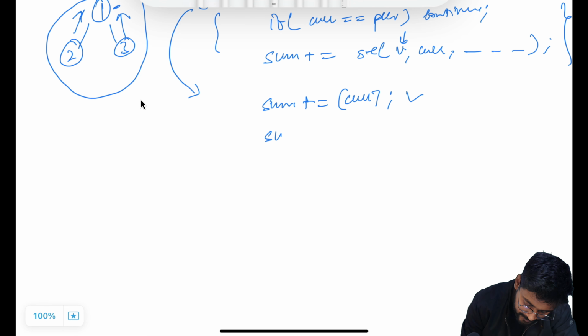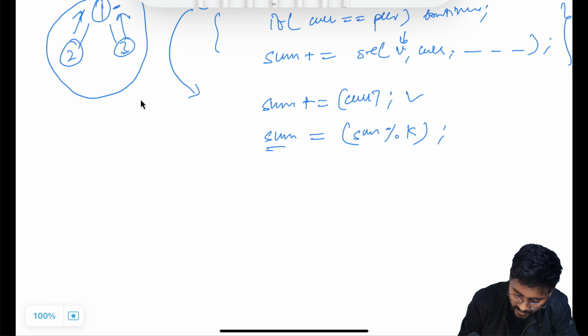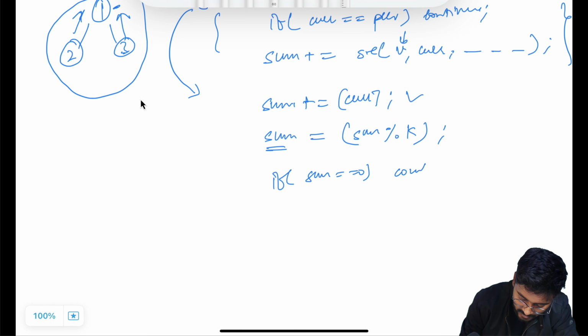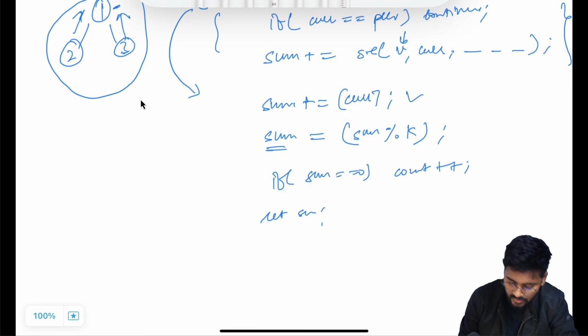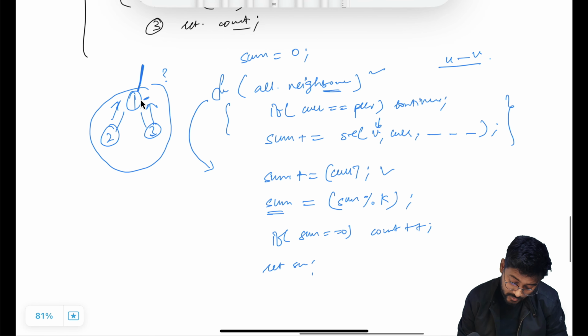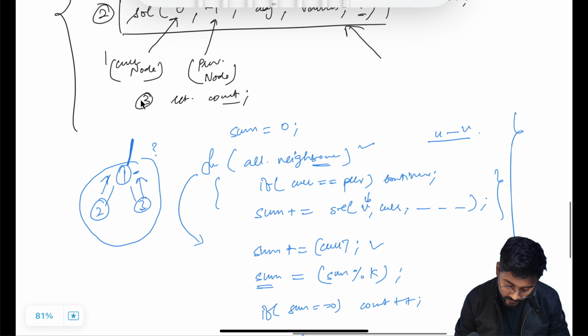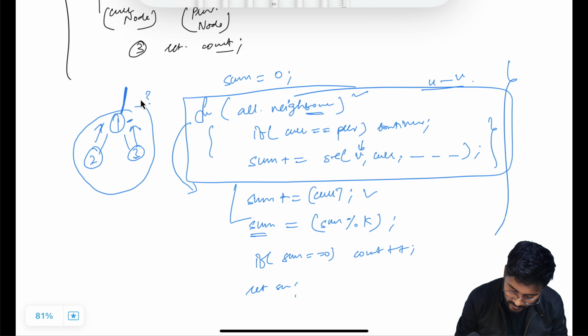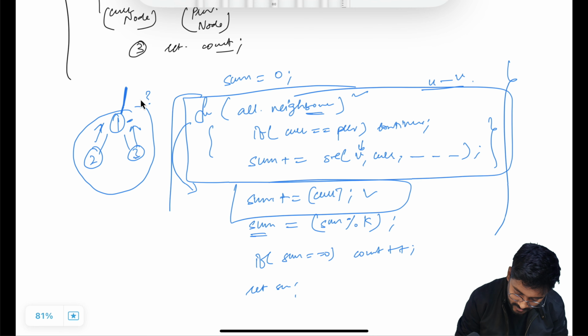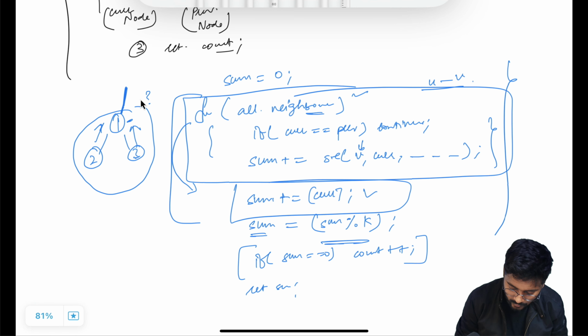So firstly, update the sum: sum equal to sum modulus k. Okay, now this sum will be the remainder. If this sum is equal to 0, then increment count, otherwise do nothing, just return sum, so that the next further calls will be processed. So this much we have to do. This is our algorithm: for every solution function call, count the sum of all the neighbors, and then if the sum of all the neighbors and the current node, this is the current subtree, is divisible by k, then increment the counter.